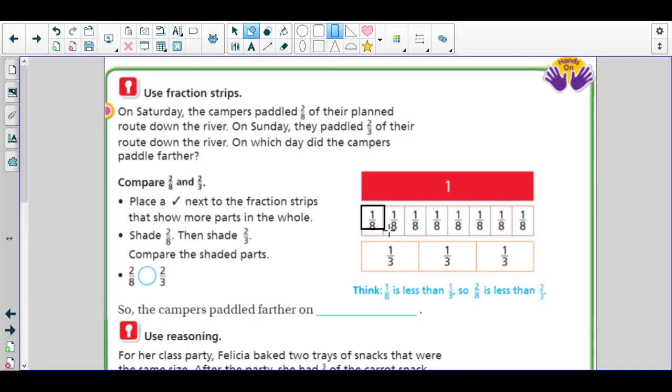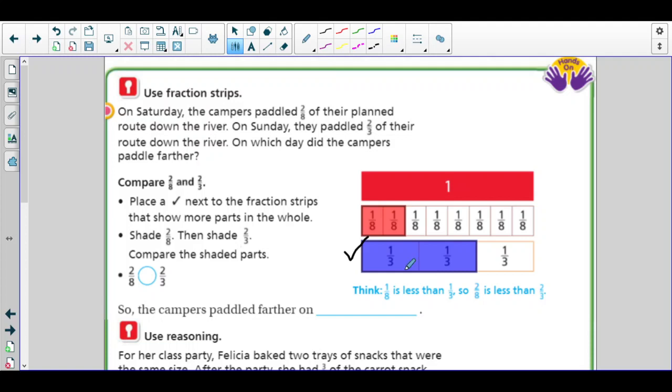All right. So here is 2/8, and we'll get that one filled in right there. And 2/3, and we'll get that one filled in right there. All right, place a check mark next to the fraction strip that shows more parts in the whole. And that's going to be this one right here.